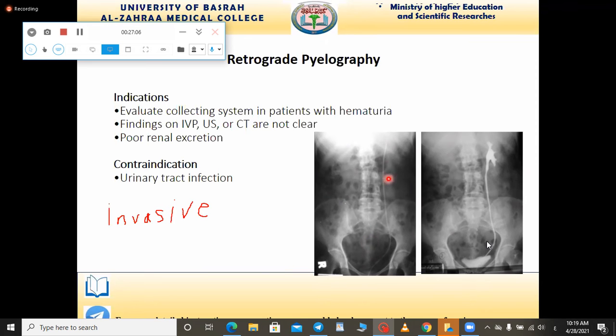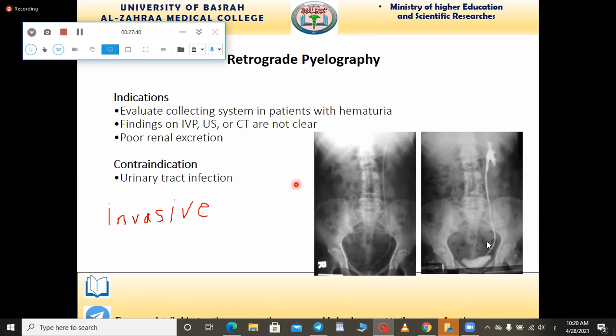Later on we push a contrast, the same contrast we use intravenously, through the catheter. If our aim is to delineate the kidney and the ureter, we call it retrograde biliography. If our catheter is only in the bladder and our aim is to delineate the bladder, we call it retrograde cystography. If the catheter is only in the urethra, we call it retrograde urethrography.